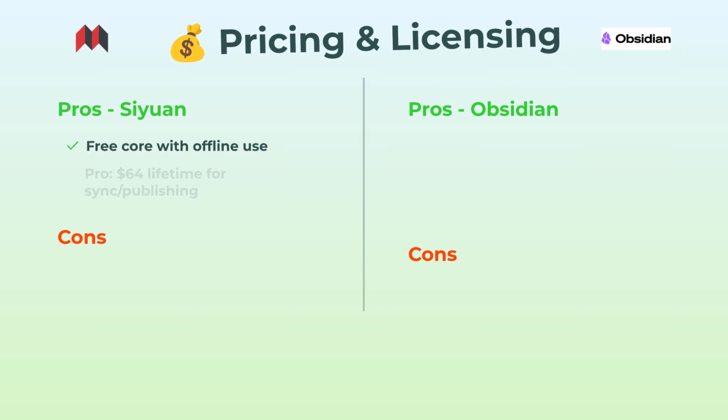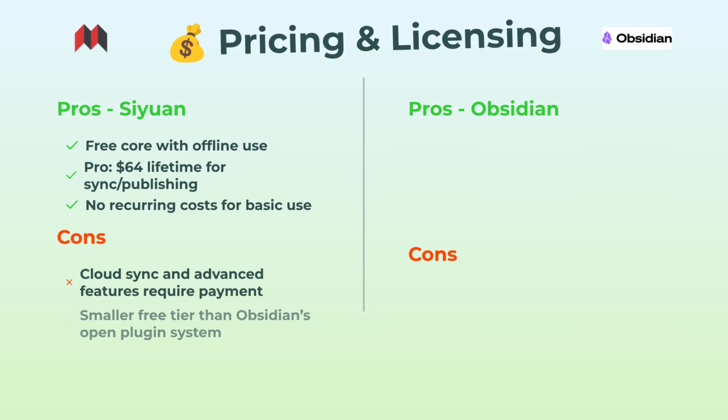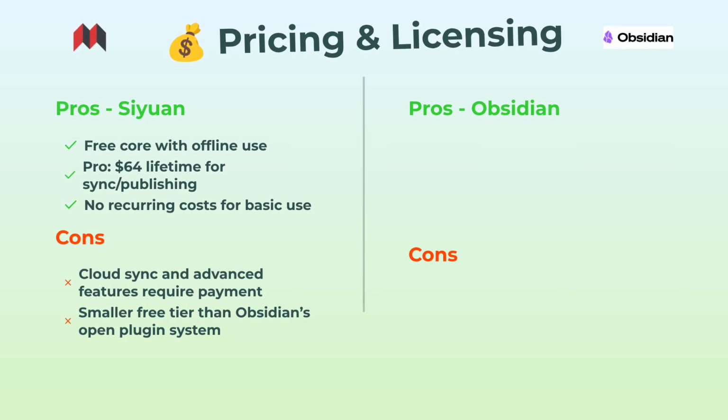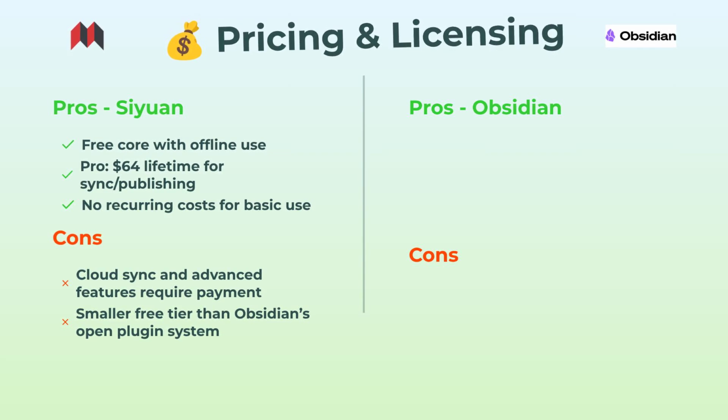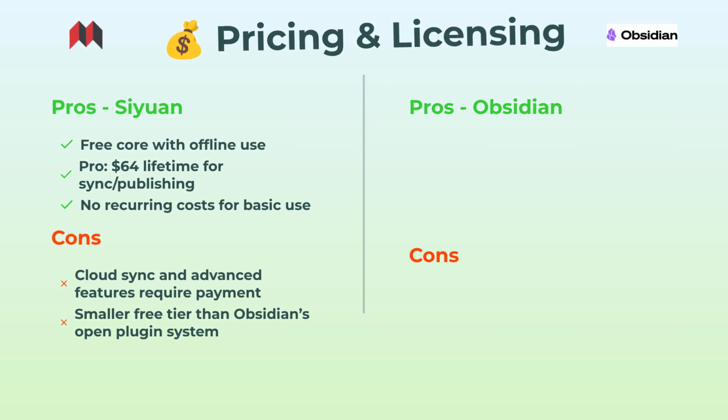Let's talk pricing and licensing. Siyuan gives you free core features offline, and Pro is just $64 for lifetime sync and publishing. So, no recurring costs unless you go Pro, which, compared to constant SaaS fees, is pretty nice. The downside is, if you want cloud syncing or super advanced stuff, you have to pay, and the free tier is tighter versus Obsidian's open plugin system.